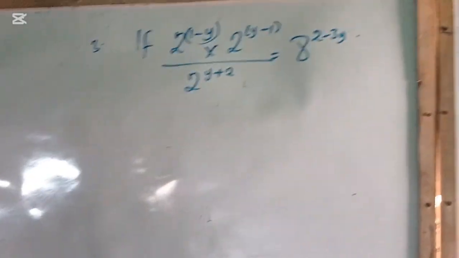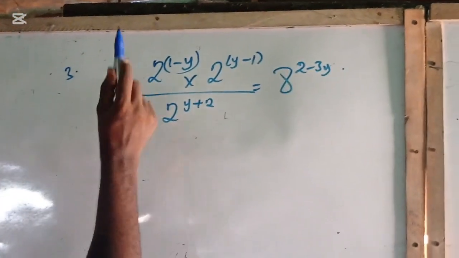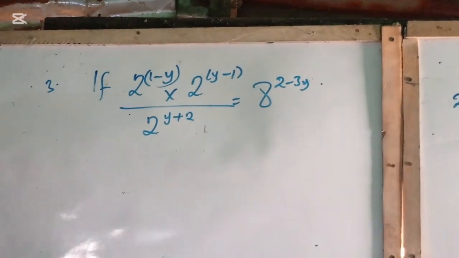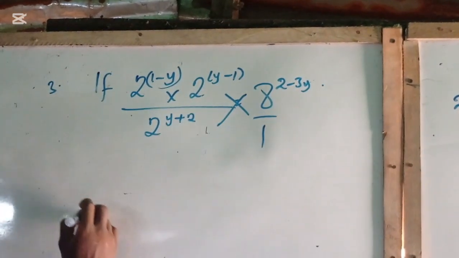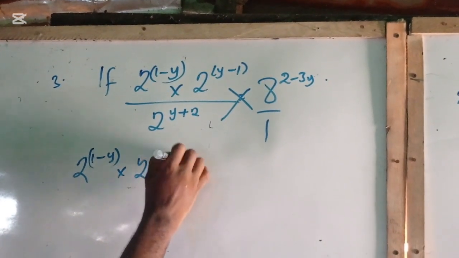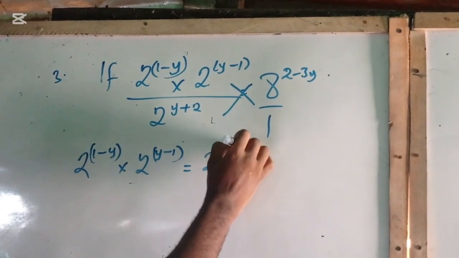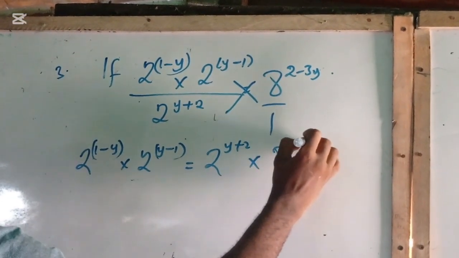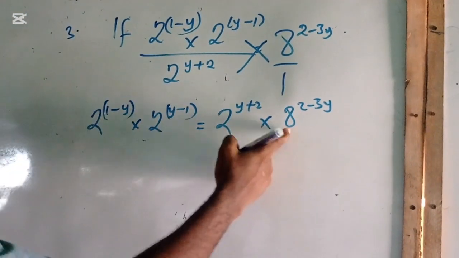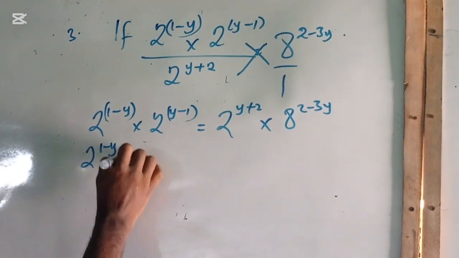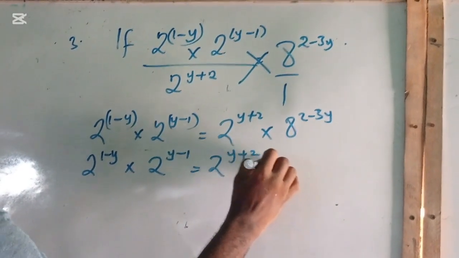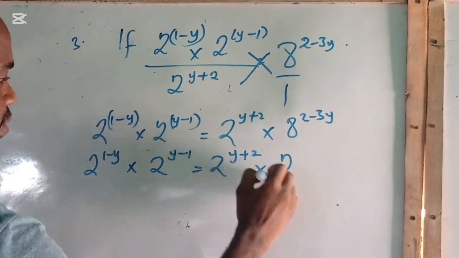We do the same thing. We convert any of the numbers. This is base 2, this is base 2, this is base 2. So obviously we have to convert these to base 2. So what do we do? We cross multiply still. Cross multiply. So we have 2 raised to the power 1 minus y, times 2 raised to the power y minus 1, equals 2 raised to the power y plus 2, times 8 raised to the power 2 minus 3y. Good. So what do we do? We convert this 8 to base 2.